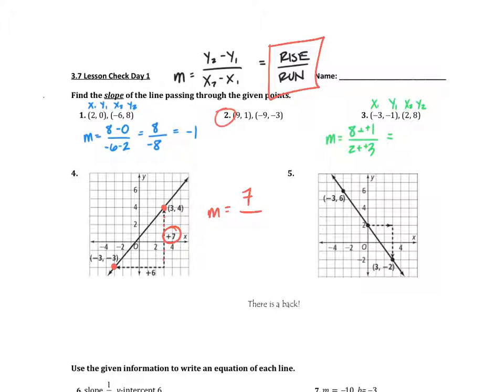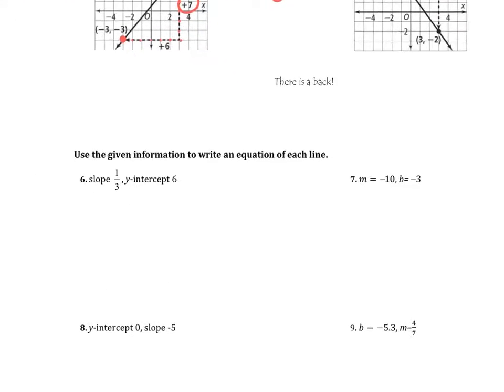So still start down here at your bottom point and count your run. So 1, 2, 3, 4, 5, 6. So our run is 6. So that would be our slope. And then you can go ahead and do the same thing for number 5. Go ahead and flip it over to the back side.